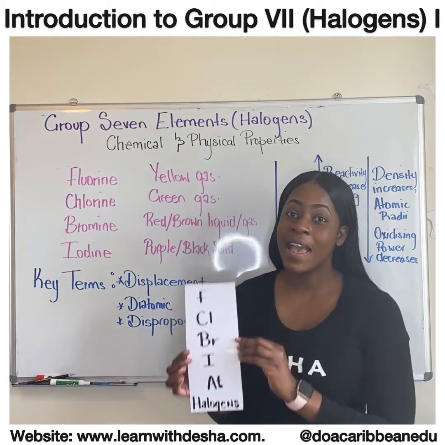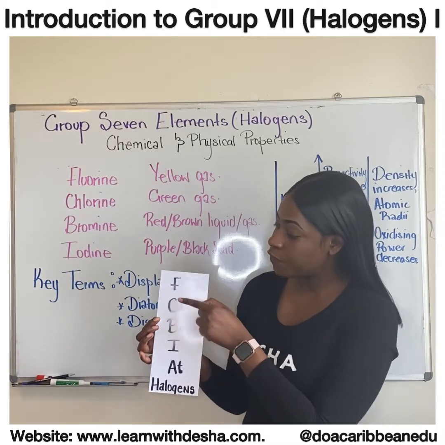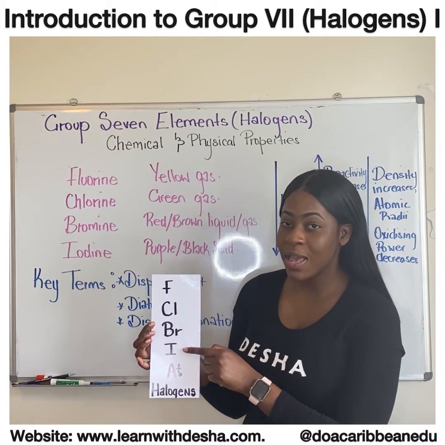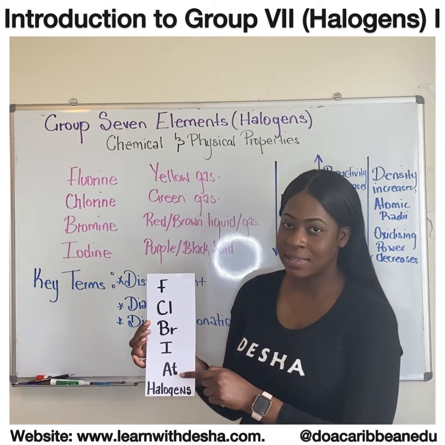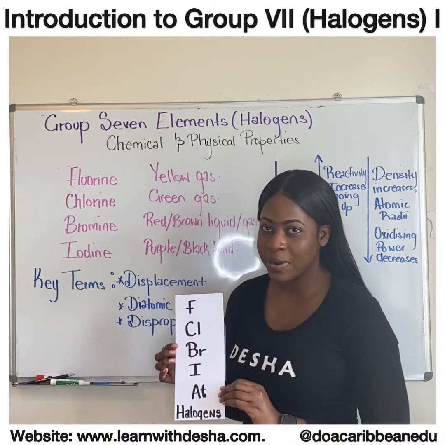Today we'll be talking about some elements found in group 7 of the periodic table. Yes, the halogens. Starting with the most reactive at the top, fluorine, then we have chlorine, bromine, iodine, and lastly, astatine. Let's start by looking at their physical properties.